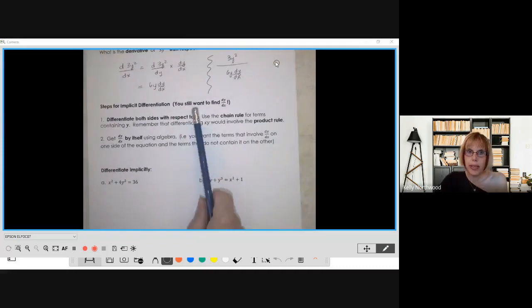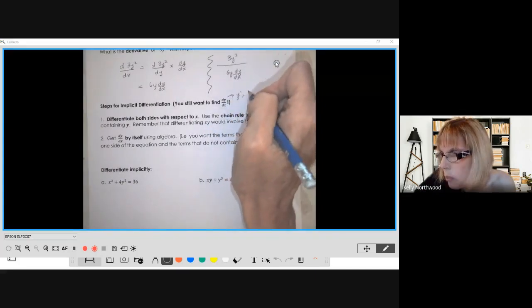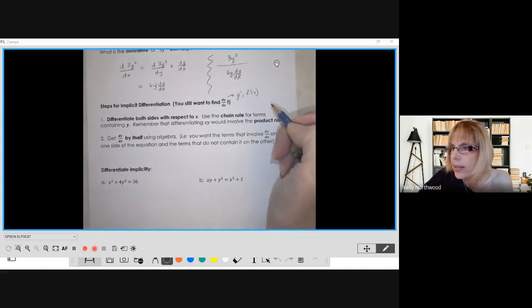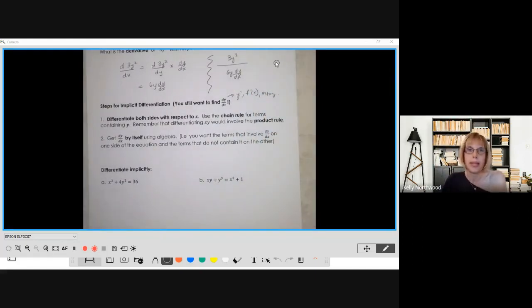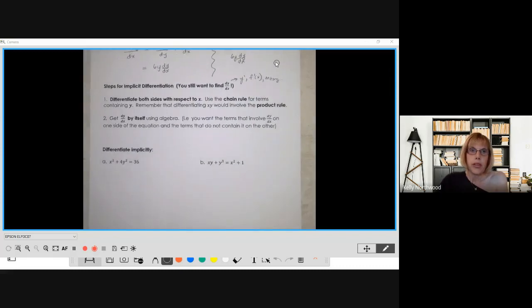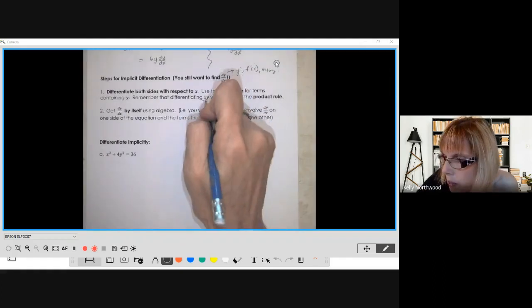So our steps for implicit differentiation. You're still finding dy/dx, which is y prime, which is f prime of x, which is the slope of the tangent. They all mean the same thing. So first step is differentiate both sides with respect to x. Use the chain rule for terms that contain y. Remember that differentiating x times y would involve the product rule because it's two functions multiplying together.